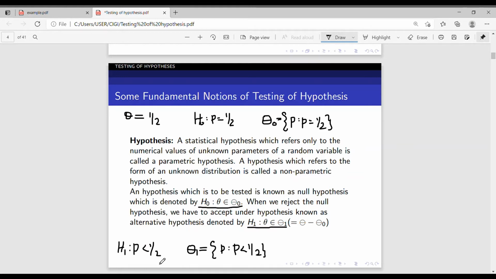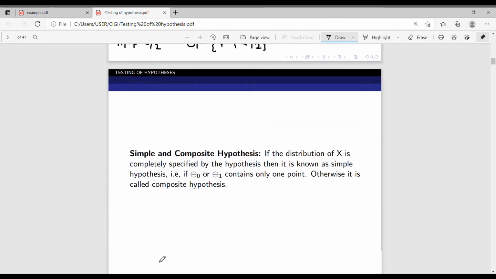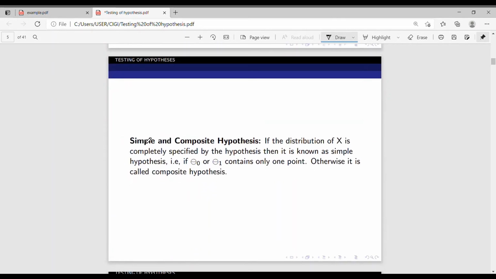Okay, so there are two different situations: sometimes we get exact information about the numerical value of the parameter p, or sometimes the information may not be complete. In this way, we can classify the hypothesis as simple and composite hypothesis. If the distribution of capital X is completely specified by the hypothesis, then it is known as a simple hypothesis.